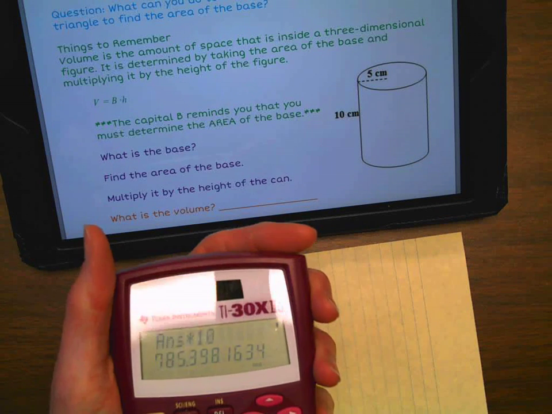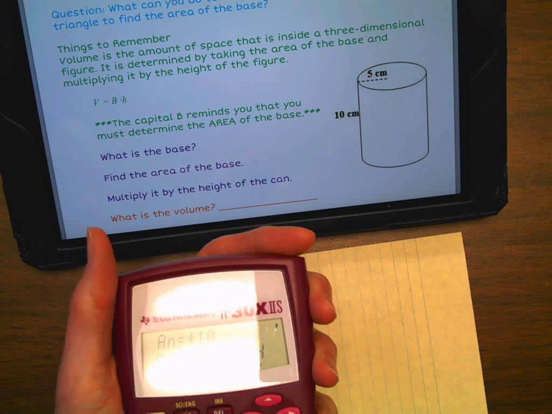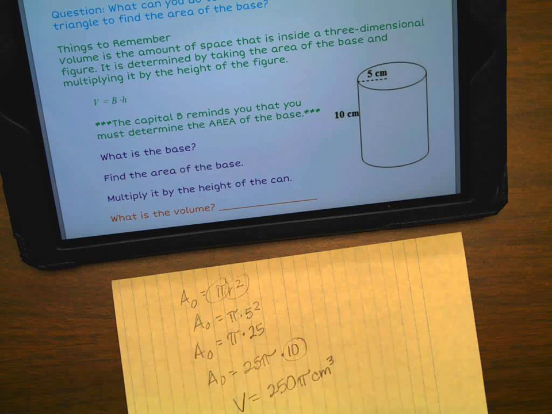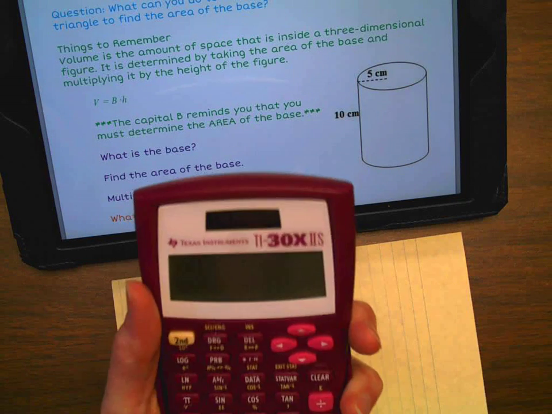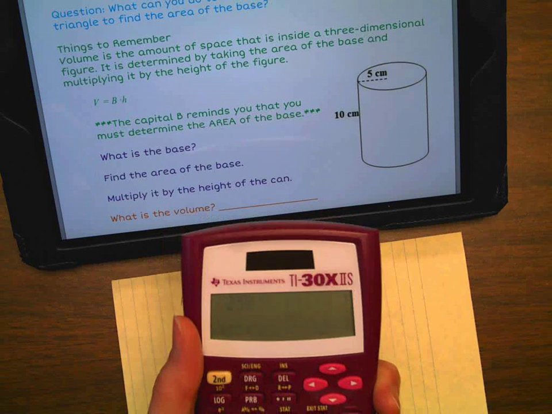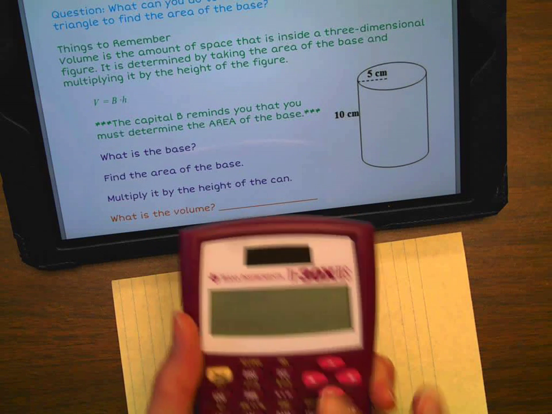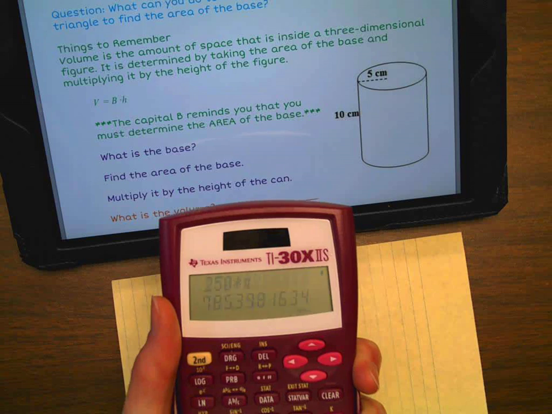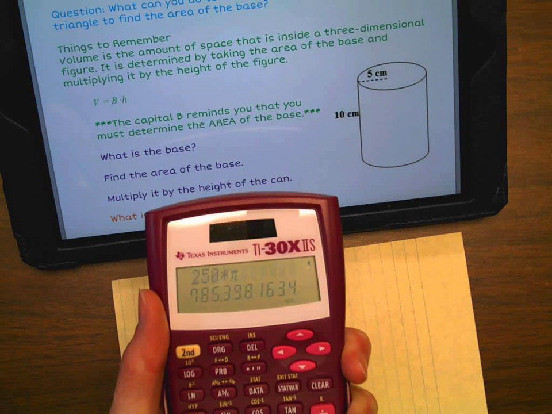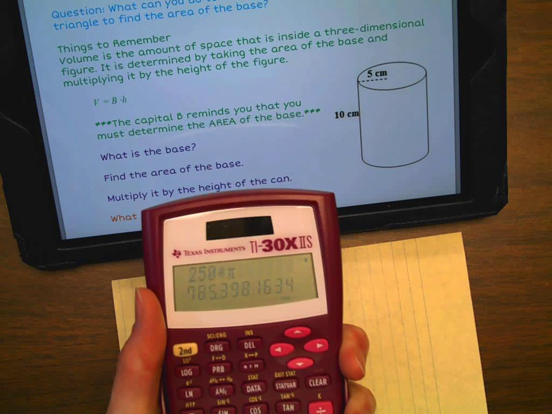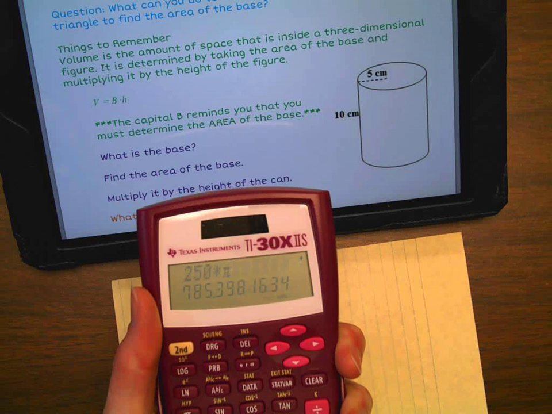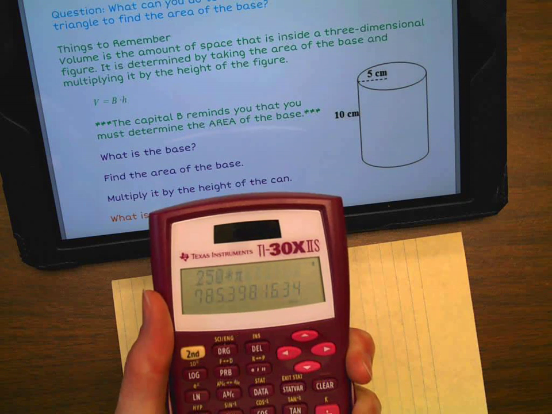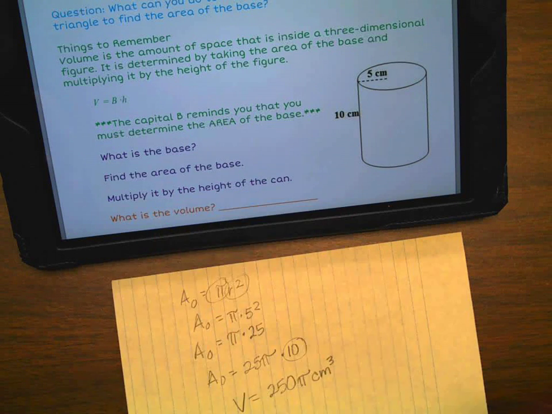Now I want to check something. Everybody keep that in your brain. 785.39, so I'm going to clear it, and now I'm going to try to do it with just the other numbers. So 250 times pi equals, and there you go, same number, 785.39. So we got the same answer. Okay, so you see how those two are the same. So you can either leave it in terms of pi, or you can multiply it all the way out, and you'll come up with the same answer.